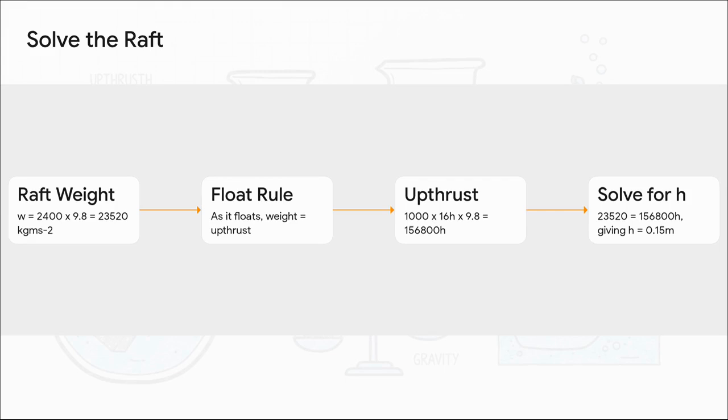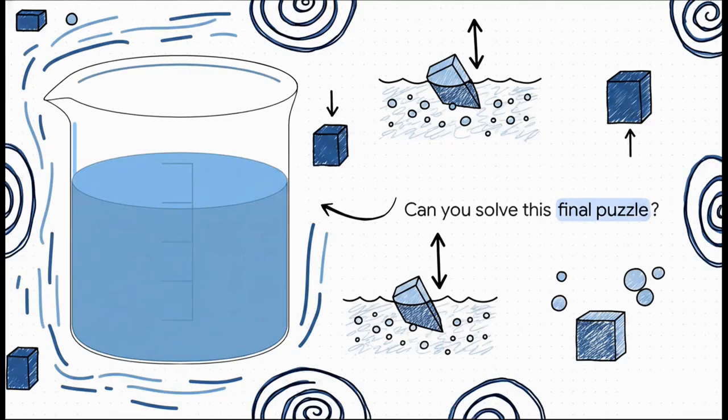We know the raft's downward weight is 23,520, so the upthrust has to match that. We build our upthrust expression using the submerged volume, set those two opposing forces equal to each other, and when we solve for h, it turns out just 0.15 meters of the raft is actually underwater. Make sense? So, take a breath. You now have all the strong cognitive scaffolding you need to tackle these complex fluid puzzles entirely on your own. You know exactly how density dictates floating, and you can map out that invisible tug-of-war between weight and upthrust.